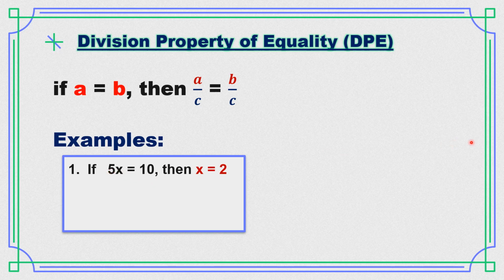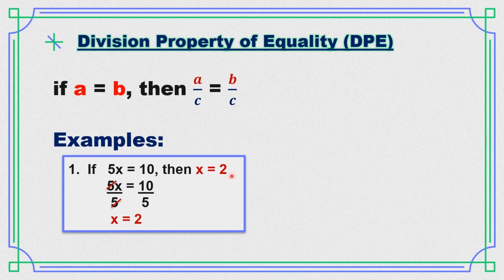5 natin. So, magiging tsura niyan, 5x is equals to 10. Then, divide both sides by 5. Okay? So, 5 divided by 5, x na lang matitira dyan. 10 divided by 5 is equals to 2. Kaya, yan na po yung sagot natin.